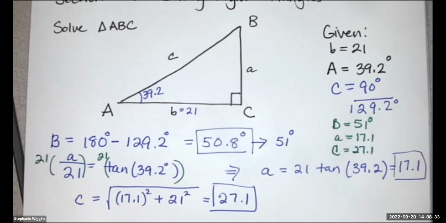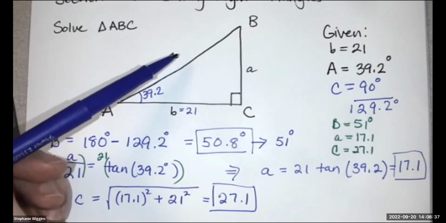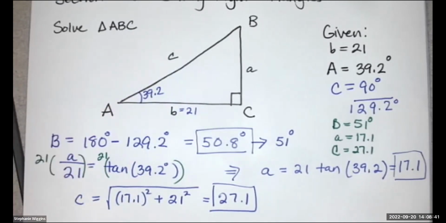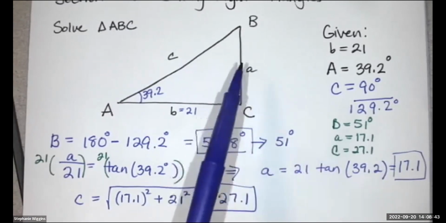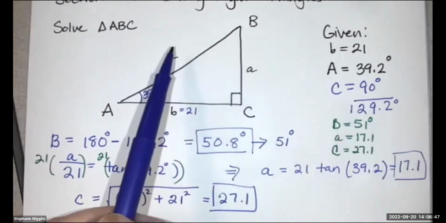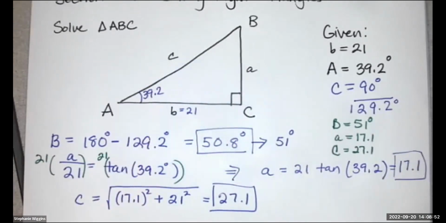Let's say I had been given the hypotenuse instead. Let's say someone told me the hypotenuse was 27. Then I would have used sine, because I'd be looking for the opposite, but I knew the hypotenuse, so opposite over hypotenuse is equal to sine of 39.2. So whatever information you're looking for, you want to combine that with what you know, and then apply the right trig function, whichever one works.